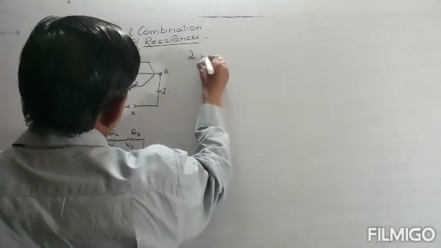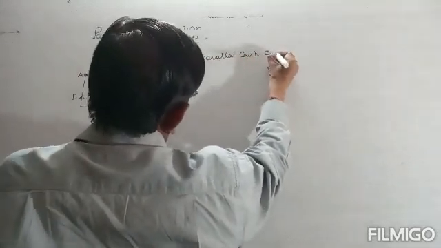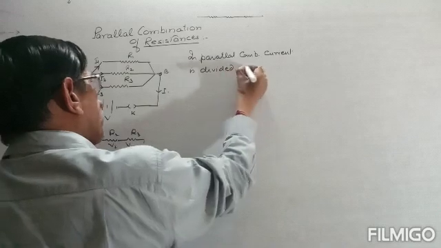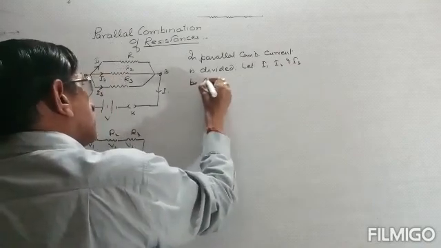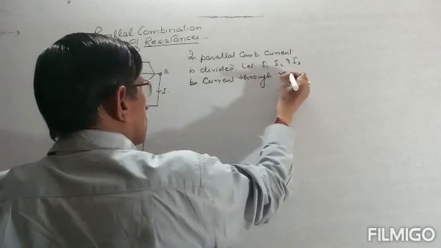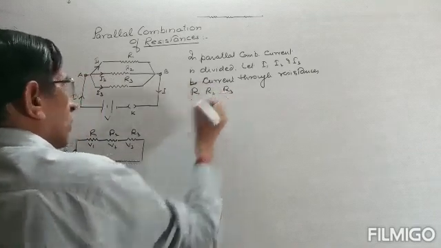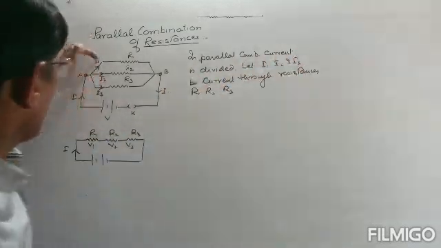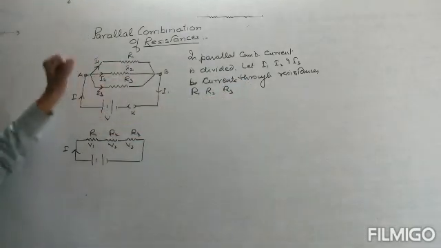So in parallel combination, current is divided through resistances R1, R2 and R3. Let I1, I2, I3 be currents through resistances R1, R2, R3.